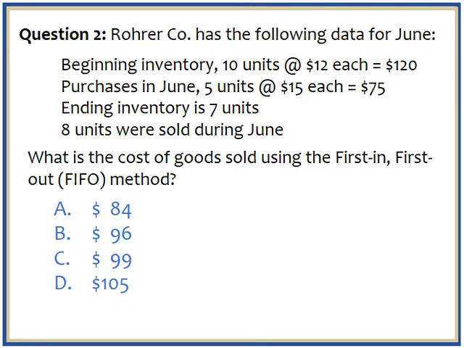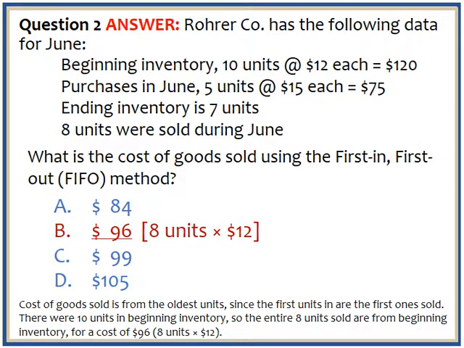The second question reads, Rohr Company has the following data for June. Beginning inventory, 10 units at $12 each, $120. Purchases in June, 5 units at $15 each, $75. Ending inventory is 7 units, and 7 units were sold during June. What is the cost of goods sold using the first in, first out FIFO method? The choices are $84, $96, $99, or $105.